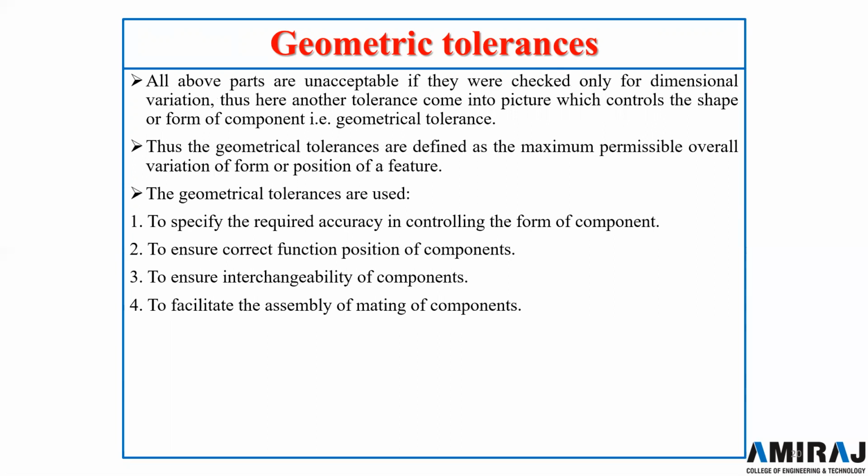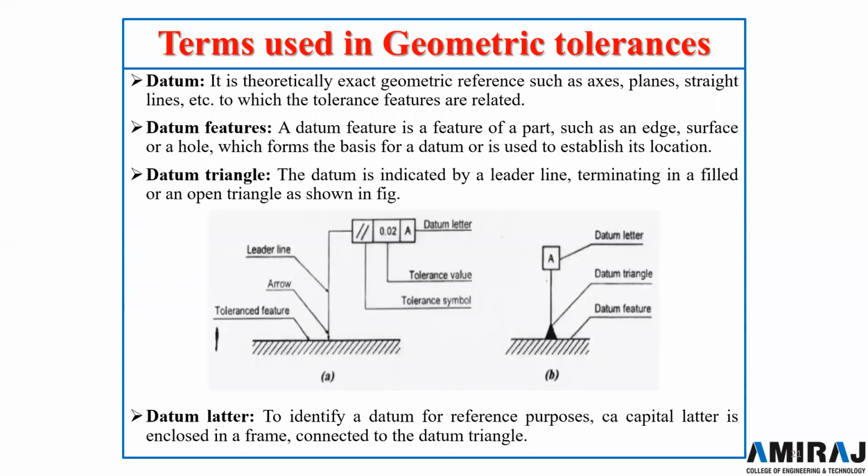Geometric tolerances are defined as the maximum permissible overall variation of form or position of a feature. Geometric tolerances are used to specify the required accuracy in controlling the form of a component to ensure correct function, position and interchangeability, to facilitate assembly of matching components. The terms used in geometric tolerances include the datum, which is a theoretically exact geometric reference such as an axis.